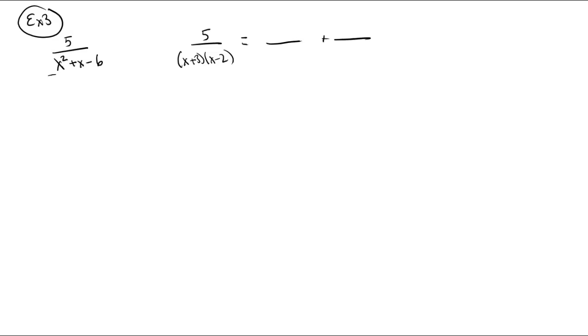We still have two binomials, so that means I need two fractions. And again, I'm going to put placeholders here, A and B. Okay, I need to clear my fractions, so let's clear it. So multiply by x plus 3 and x minus 2 to both sides.